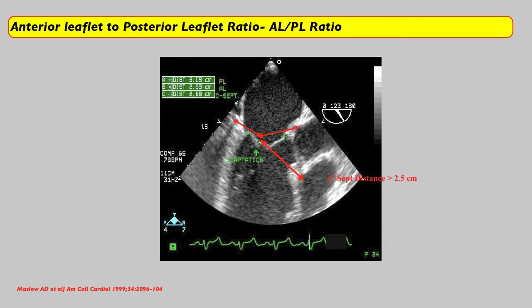One other essential idea to understand in assessment of mitral valve suitability for repair is the AL to PL ratio. If the ratio of these leaflets is greater than 1.5, repair is favorable. If the ratio is closer to 1, that suggests that a repair may result in SAM. A final consideration is the distance from the coaptation point to the septum. If this distance is greater than 2.5 centimeters, there is less risk of the anterior leaflet obstructing flow through the LVOT in a mitral repair.